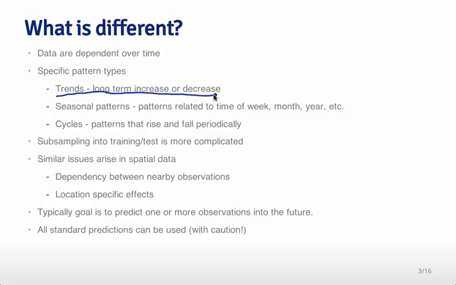Trends, such as long-term increases or decreases. Seasonal patterns are very common in this kind of data. For example, seasonal patterns over weeks, months, years, etc. Cycles, patterns that rise and fall periodically over a period that's longer than a year, for example.